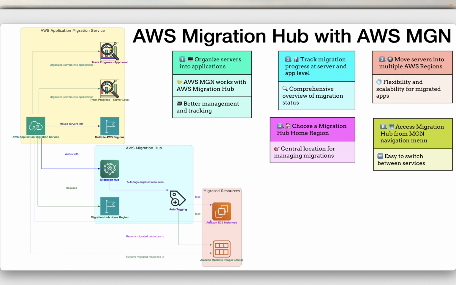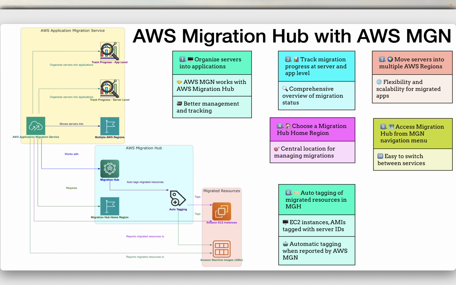So basically you have Migration Hub, which is the central place to organize and plan all your migration activities. So you will see that as an application, but you can access the menu items from both services. So you can go to the Application Migration Service, and in the navigation menu you will see the Migration Hub also.